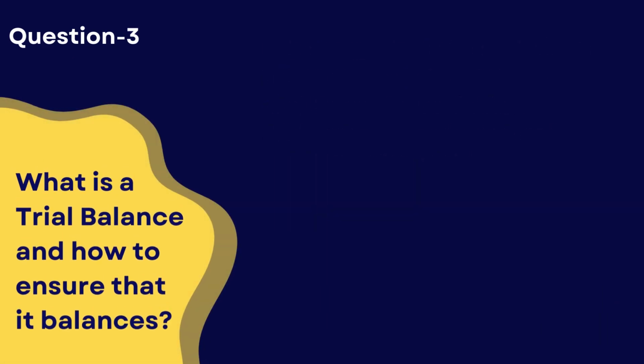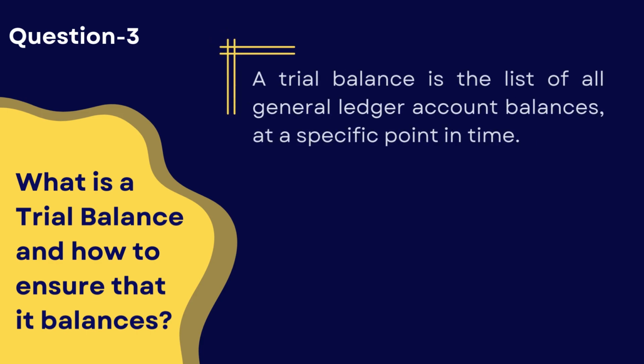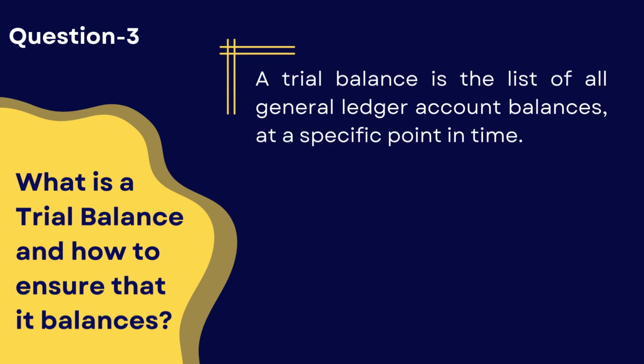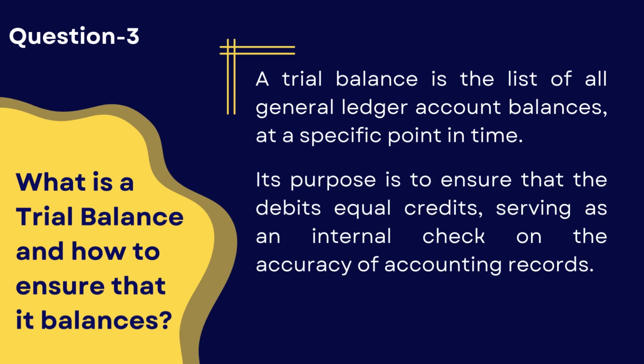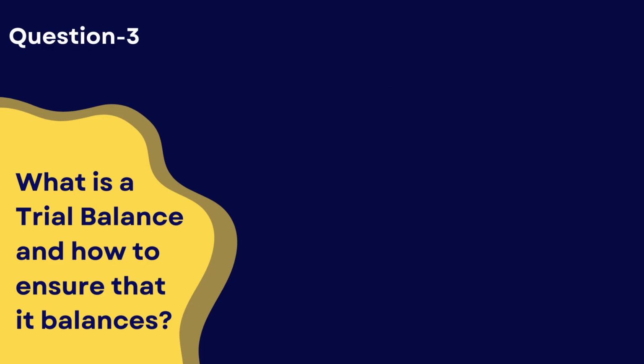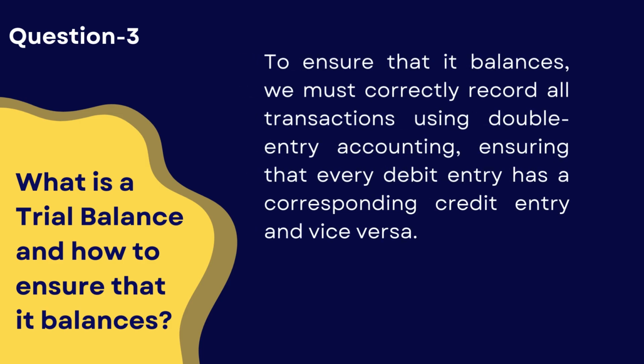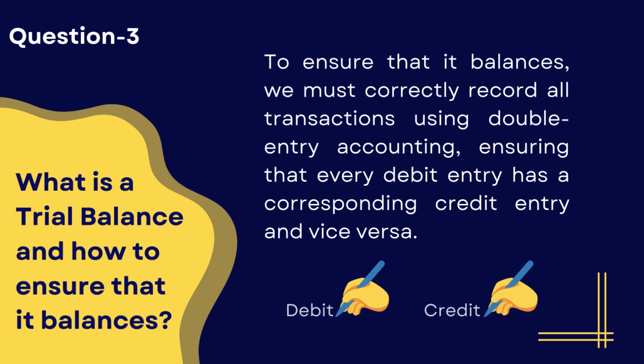Question 3. What is a trial balance and how to ensure that it balances? A trial balance is the list of all general ledger account balances at a specific point in time. Its purpose is to ensure that the debits equal credits, serving as an internal check on the accuracy of the accounting records. To ensure that it balances, we must correctly record all transactions using double entry accounting, ensuring that every debit entry has a corresponding credit entry and vice versa.